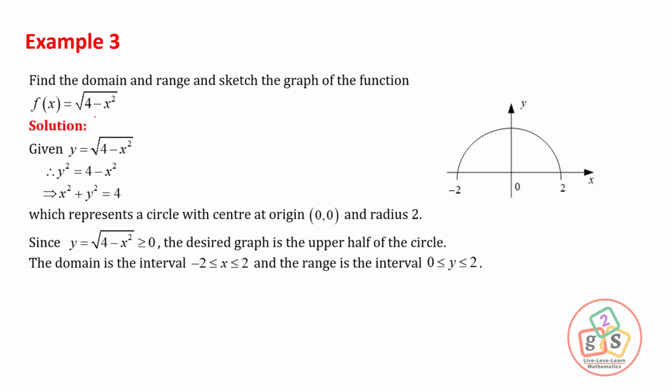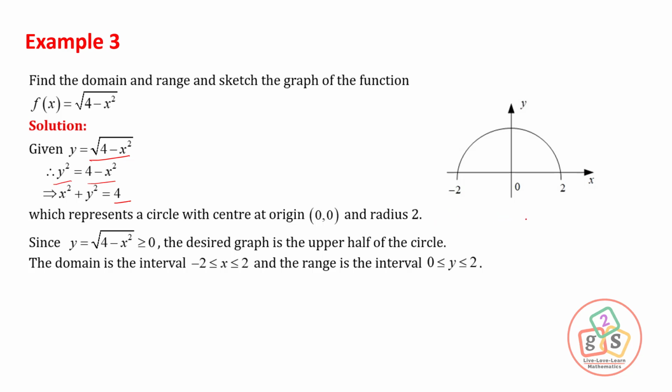And third one, find the domain and range and sketch the graph of the function f of x is equal to square root of 4 minus x square. Solution. f of x we can represent by y. So y is equal to square root of 4 minus x square. Squaring both sides, y square is equal to 4 minus x square. Taking minus x square to the left hand side, we get x square plus y square is equal to 4. It is a well-known curve, right? It represents a circle with the center at the origin and the radius is 2.